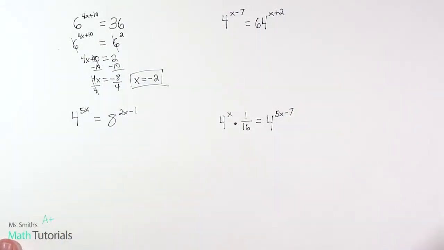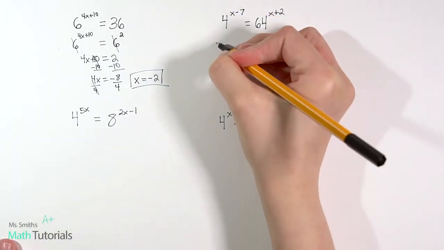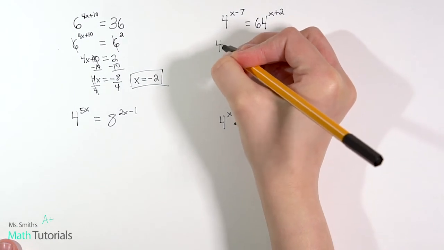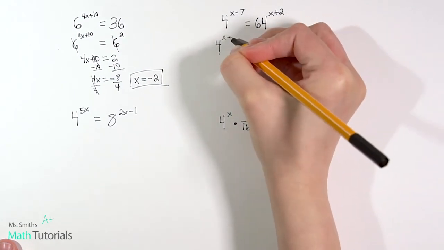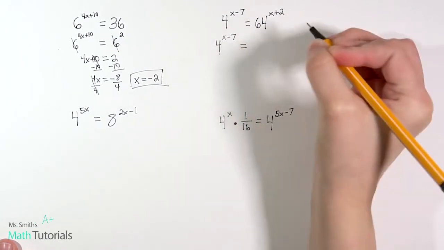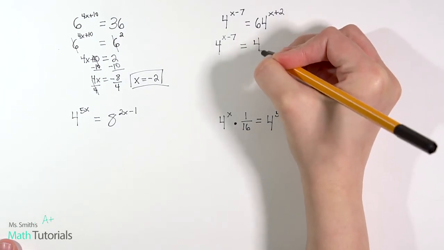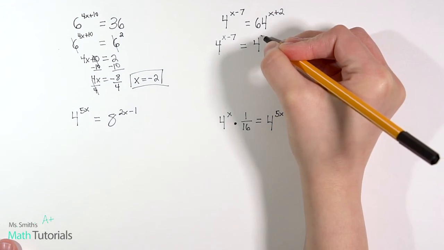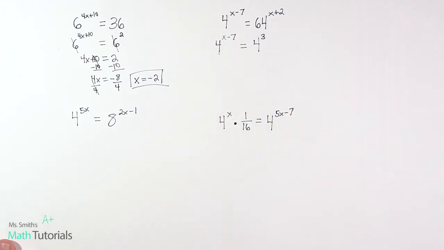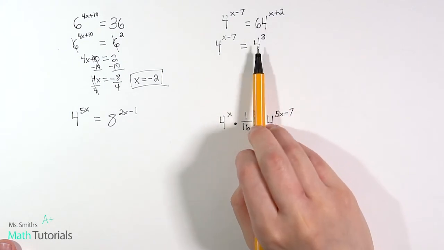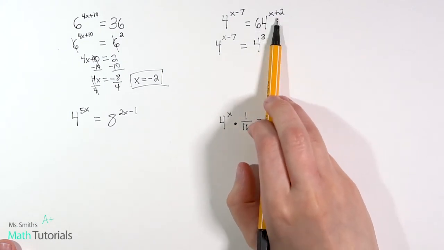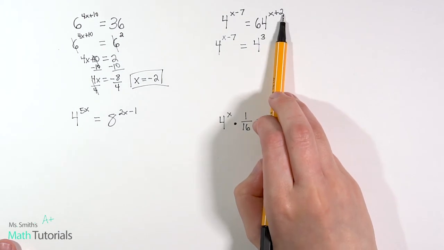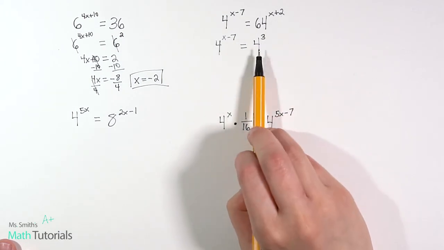So I know the base of 4 is going to work, so I'm going to go ahead and bring down this side. So 4 to the x minus 7 equals, I know my base is going to be 4, and we said the equivalent of 64 is 4 cubed. But here's where I've got to be careful. 64 is 4 cubed, but I still have this x plus 2 up here. It doesn't just go away, right? We've got to incorporate that into this.